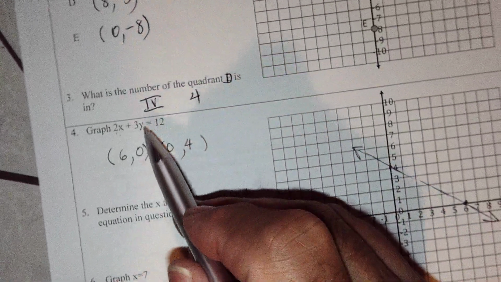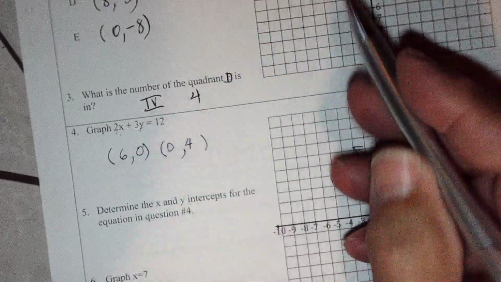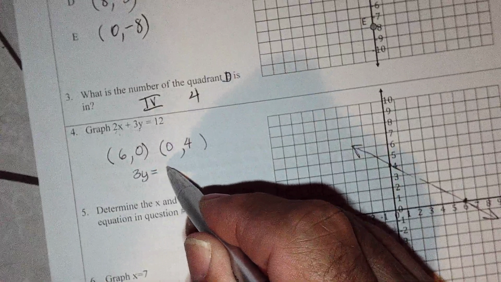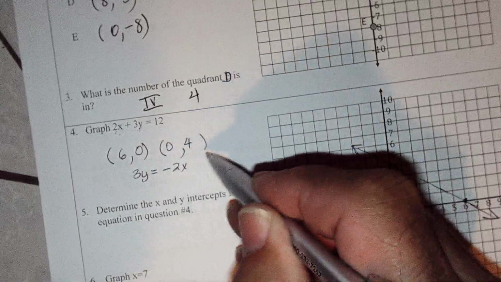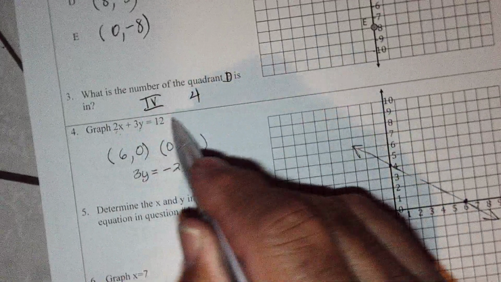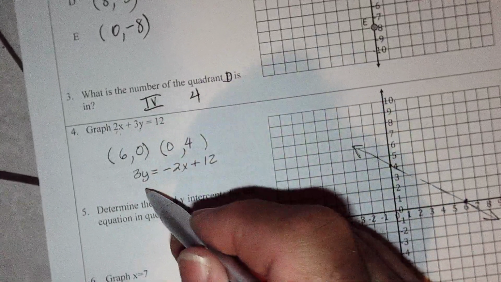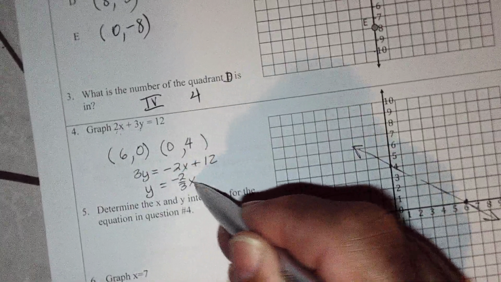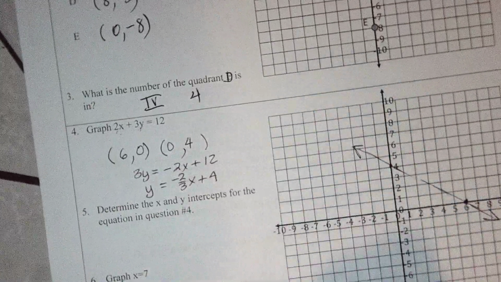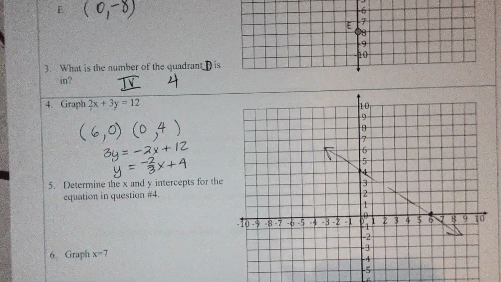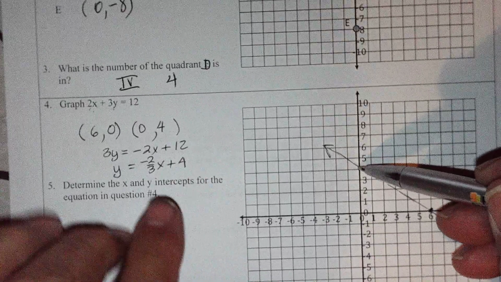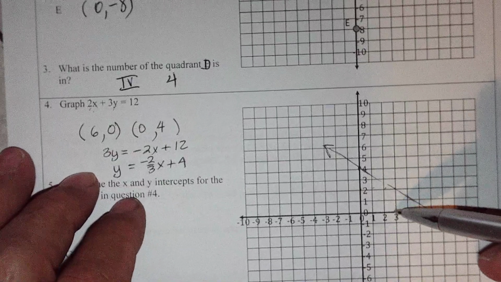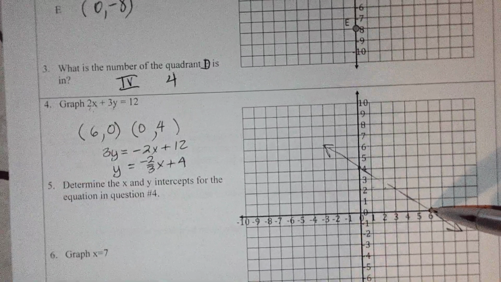But you could have solved for y, so subtract 2x, and we would have 3y equals -2x plus 12, subtracting 2x from both sides, and then divide everything by 3, and we'd get y equals -2/3 x plus 4. And this is saying the y-intercept is 4, and we go down 2 for 3 over, and down 2 for 3 over. And it makes the same line.